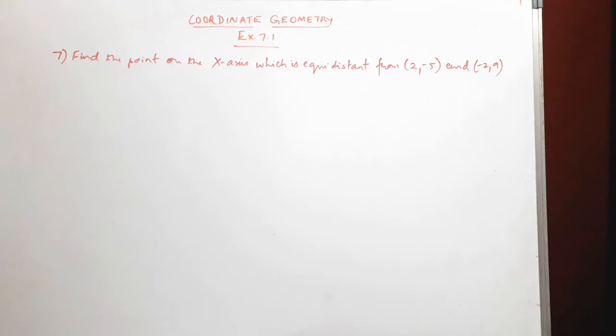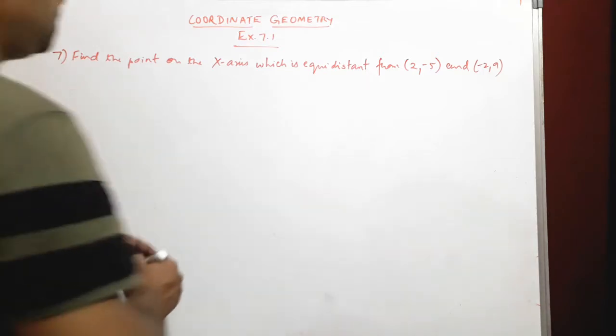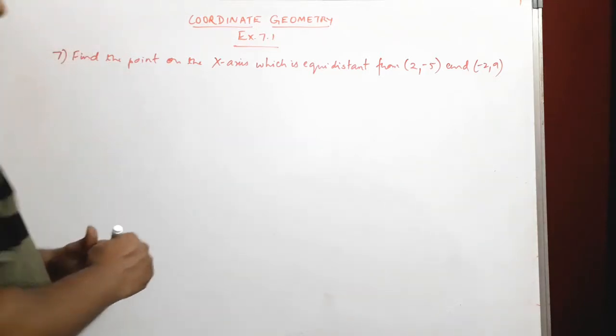Hello students, in this video we will be solving a few problems from exercise 7.1. Our first problem is question 7, and it says find the point on the x-axis which is equidistant from 2 comma minus 5 and minus 2 comma 9. One thing you need to realize, it says the point on the x-axis.